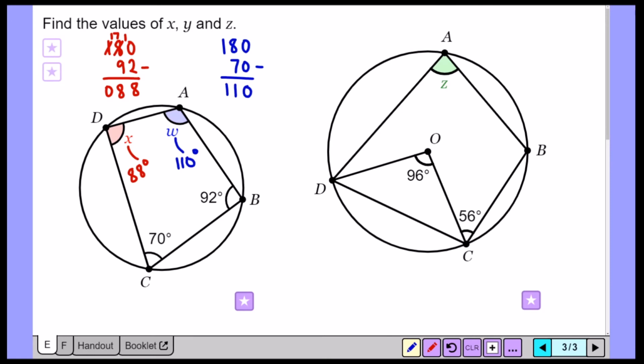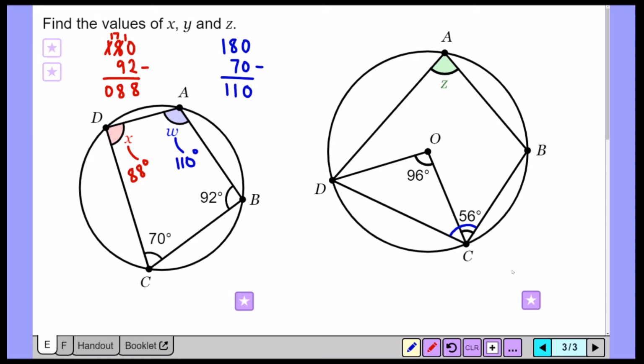The second example is a little bit more complicated because you need to use some of your other angle facts to help you work out the angles that you need. So, thinking about what will help me, I first want to think about how I can get this angle just here. That's the one that's opposite Z in our cyclic quadrilateral.